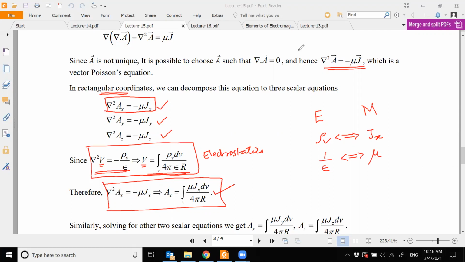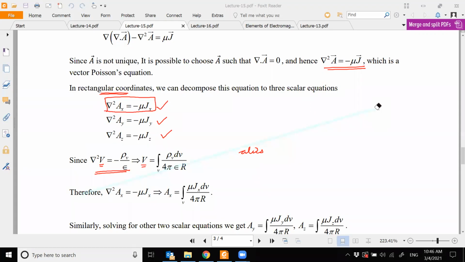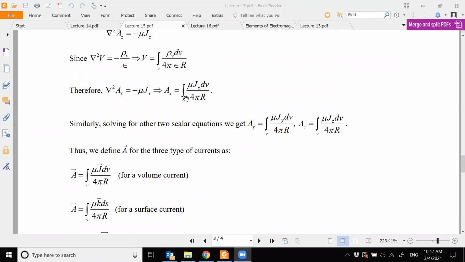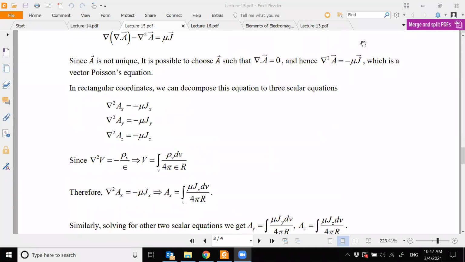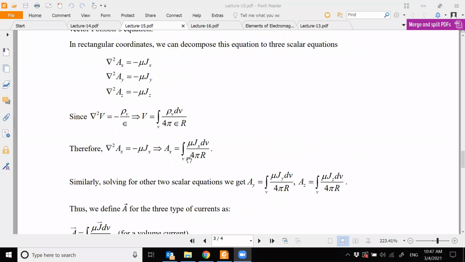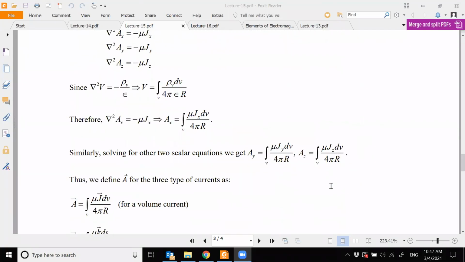Similarly, you can get it for the Y component and you can get it for the Z component for the magnetic vector potential. And if we look at the direction of the magnetic vector potential, so this is X, this is Y, this is Z. Now, can I write it in the vector form? Because my Poisson's equation is in vector form. So therefore, I can say if this is my AX, this is my AY, and this is my AZ.